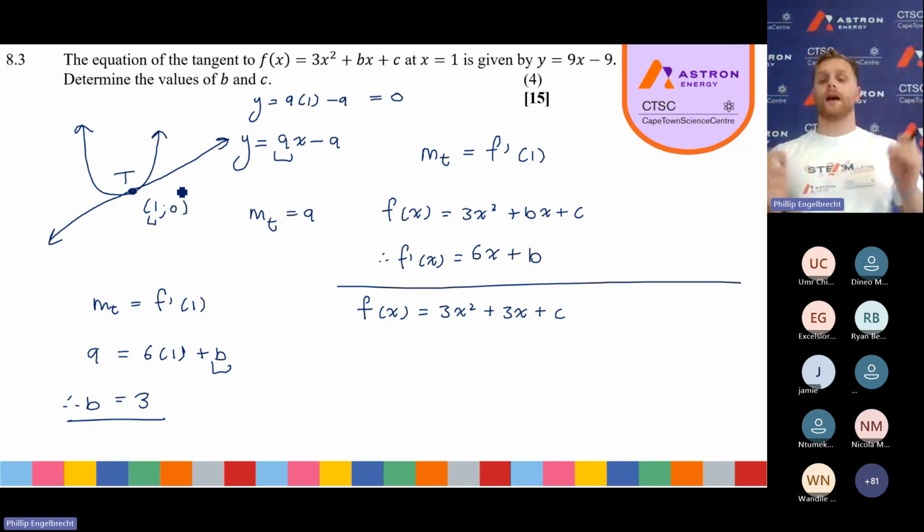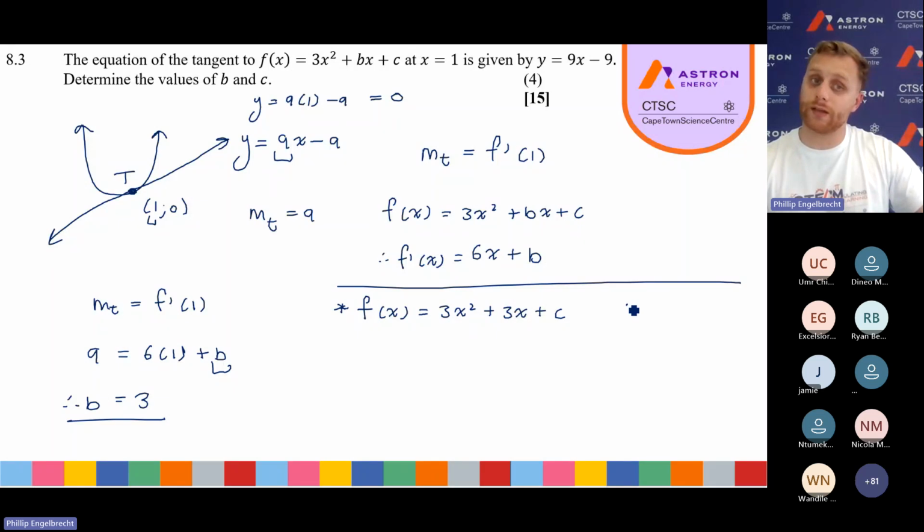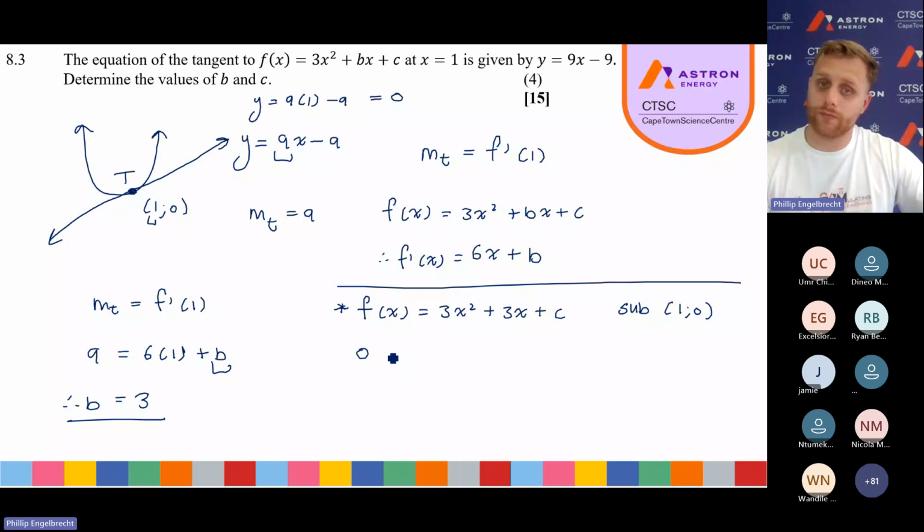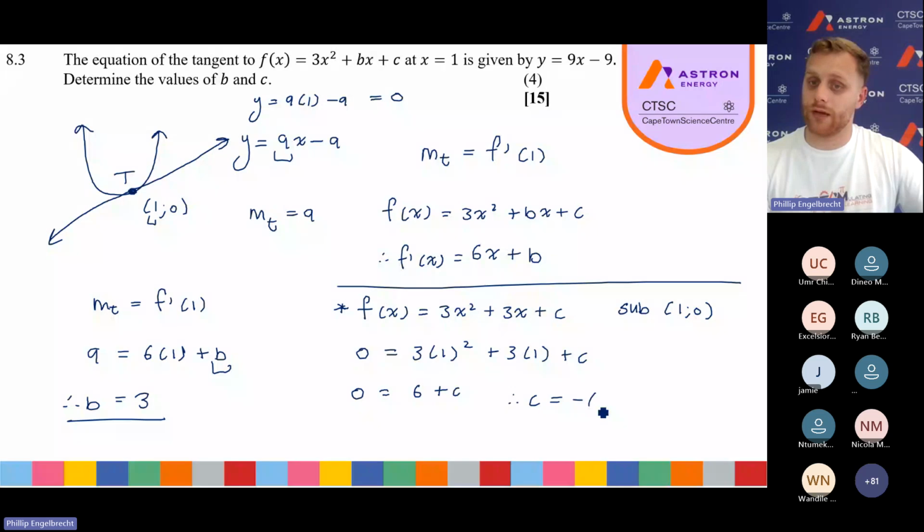Okay, now what I can do is, well, this is my equation for the graph after I found b. So to find c, I substitute the point (1, 0). So therefore 0 is equal to 3 times 1 squared plus 3 times 1 plus c. So 0 is equal to, this just becomes 6 plus c. So therefore c is equal to negative 6. Okay? And there we go. b is equal to 3 and c is equal to negative 6. So well done, guys. It's a very good question. Okay.